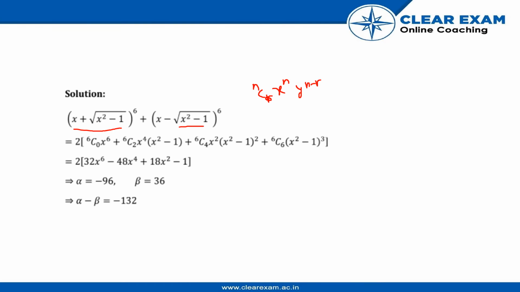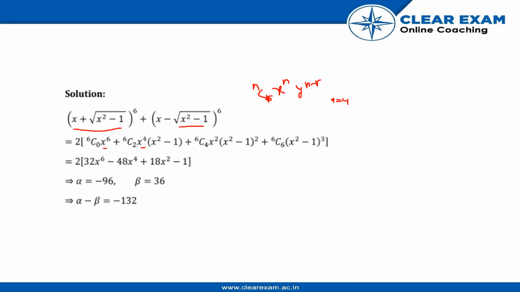So for that we will be looking only at x to the power 6 and then x to the power 4. x to the power 4 is when n minus r equals 4, so what would be r? r would be 6 minus 4, which is 2.